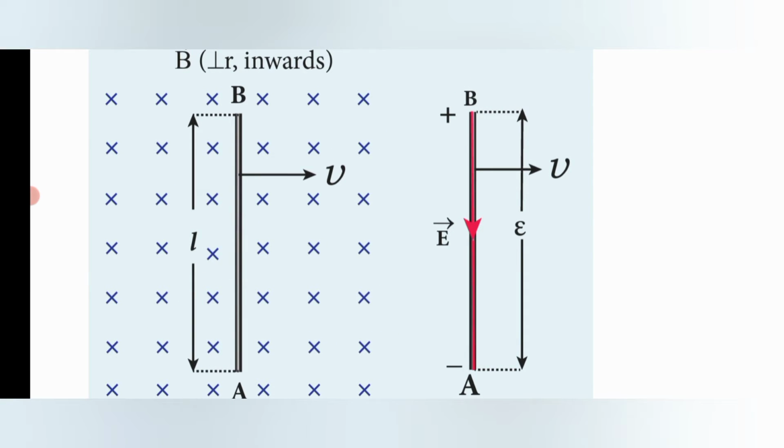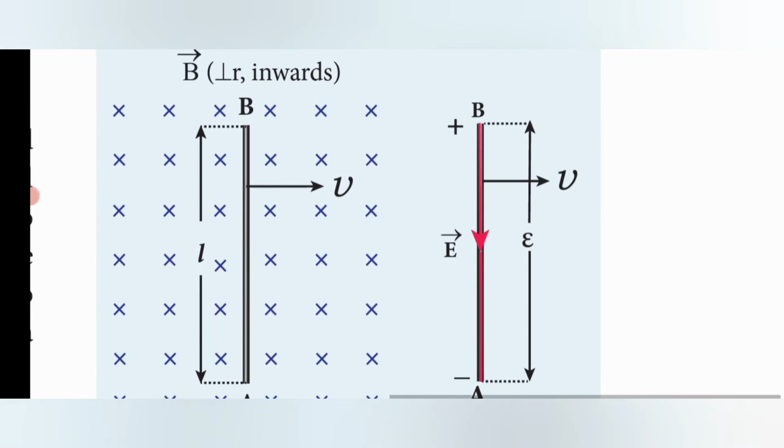So a uniform magnetic field B vector is there, and the conductor, which is not carrying current, is placed there. We give a force on this conductor so that it moves from left to right with velocity V. As a result, the electrons move in the downward direction, that is B to A. That is the concept here.